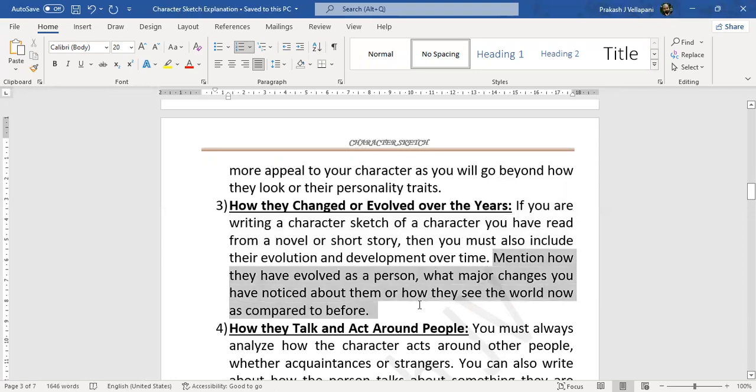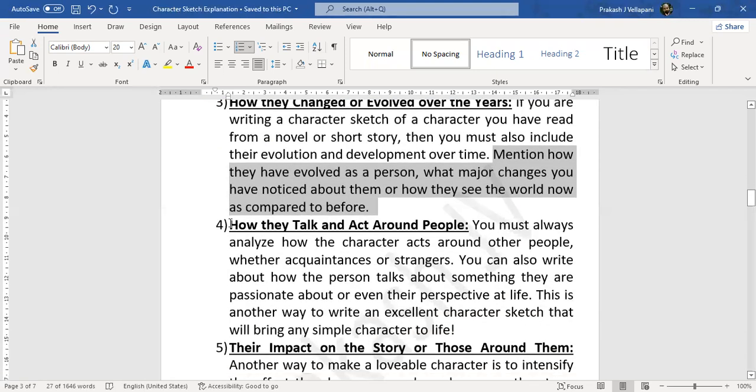Mention how they have evolved as a person, what major changes you have noticed about them, or how they see the world now as compared to before. That is, what changes have happened to the character from the start of the story up to the end of the story. Next, how they talk and act around people.